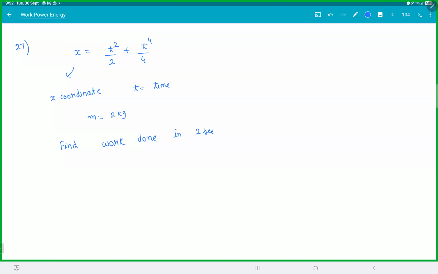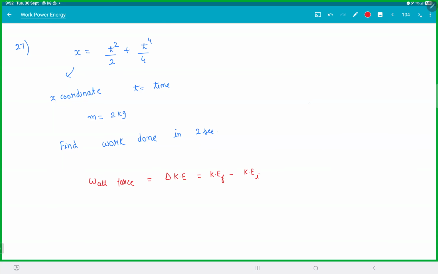Let's see. Now, one way to do is you can differentiate, get acceleration, get force, and do all that stuff. That goes quite long. There is a much easier, faster way to do. Work done by all forces is change in kinetic energy, KE final minus KE initial.